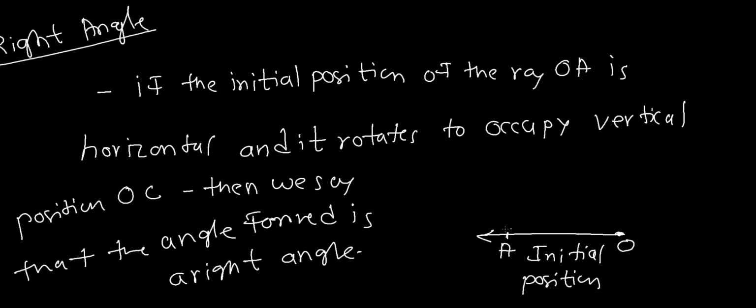So if it moves in this way, let's say this is horizontal, it moves in the vertical way, the final position will be denoted by a point on the ray B. This is the final position of that ray, and then the angle formed will be a right angle, and it is denoted by this symbol. Right angle.